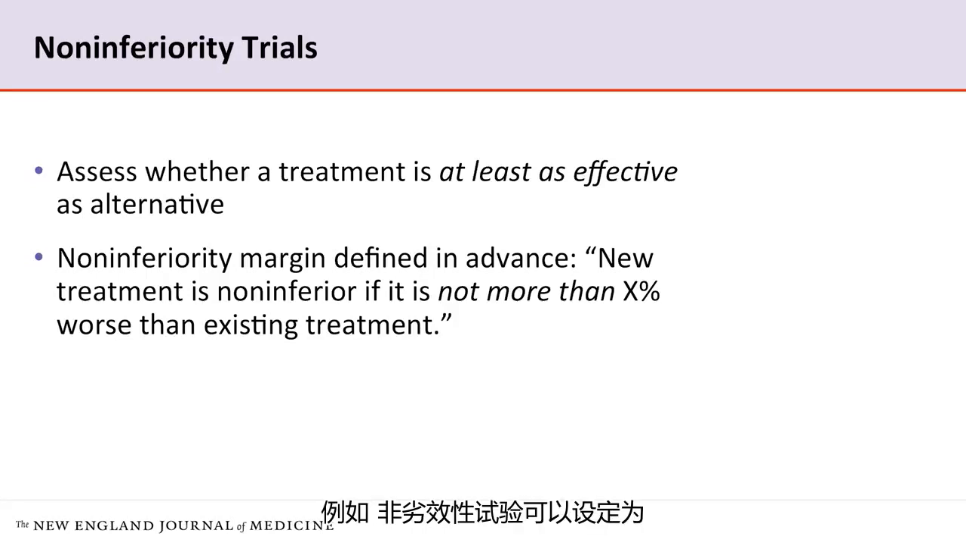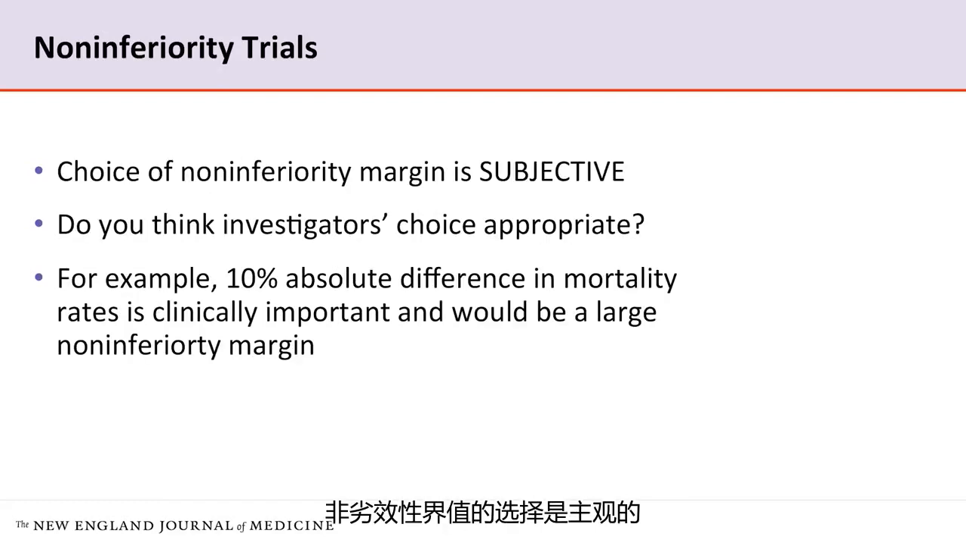For example, a non-inferiority trial could aim to establish that a new treatment is non-inferior if it is not more than X% worse than an existing treatment. The choice of the non-inferiority margin is subjective. You need to decide if you think the investigator's choice was appropriate.